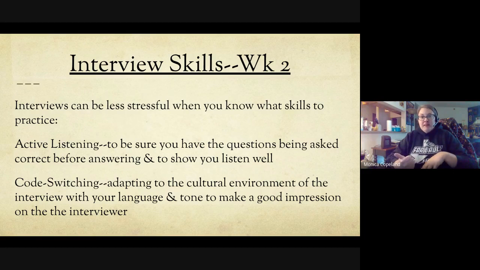Active listening. So you have to know that you get what question is being asked before you can answer. And code switching is where you adapt to a cultural environment. And you do that with your word choices, your language, your tone, and your body language. So in the case of an interview, you're trying to adapt to the cultural environment of either the place you want to go work or the university you want to attend. You're trying to fit in, in other words, trying to make a good impression.